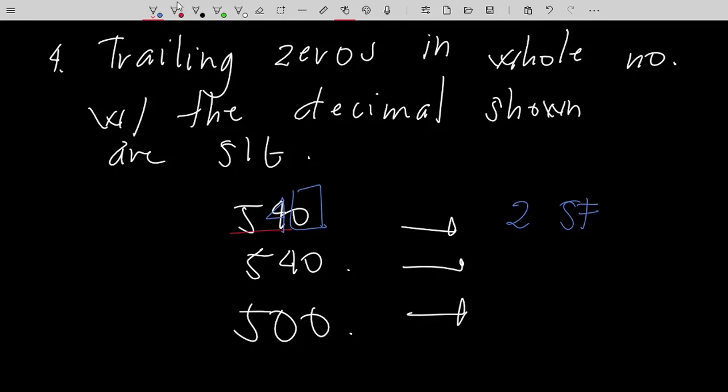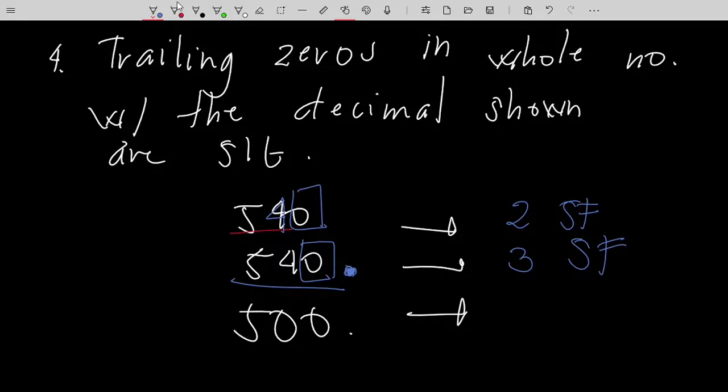Now how about the second example? Here we have a decimal point. Applying the fourth rule, it states that trailing zeros in a whole number with the decimal point shown are significant. So this 0 is actually a significant one because it has a decimal point here. When it doesn't have a decimal point, this 0 will not be significant. So here we have three significant figures.